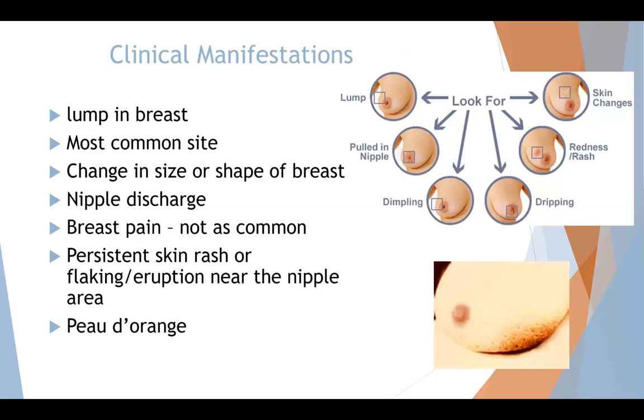Clinical manifestations. So let's look at some assessment findings we're going to have. Most often you're going to have a lump in the breast. It's usually described as something hard, round, maybe lumpy inside the breast tissue. Most common site is going to be in the tail of the breast, which is towards the axilla, and it may change the size or the shape of the breast.